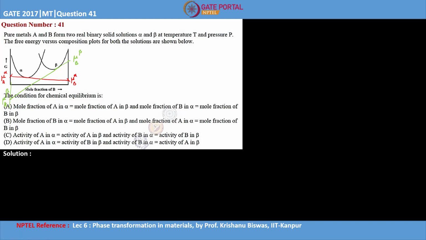So the condition for equilibrium is basically that the chemical potential of A in alpha must be equal to the chemical potential of A in beta. So in both the phases, the chemical potential of the same species will be equal. Similarly, the chemical potential of B in alpha must be equal to the chemical potential of B in beta. So basically this is the condition for equilibrium.